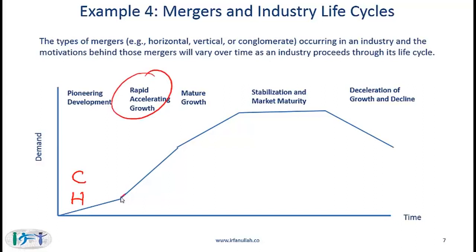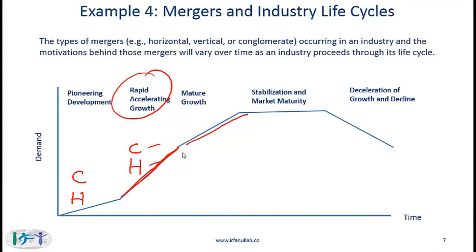Then in the rapid growth phase, this is where the industry is taking off. Here again, the two kinds of mergers are conglomerate mergers and horizontal mergers. Here, generally, you will not have vertical mergers. In this stage, the profitability is high. So what are companies after? Already we have explosive growth. So mergers may be undertaken to achieve economies of scale, and that will happen with both conglomerate mergers as well as with horizontal mergers.